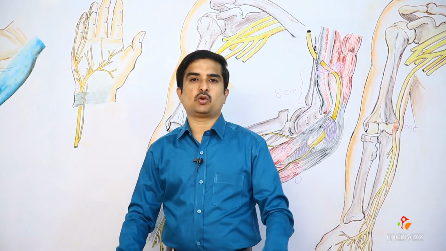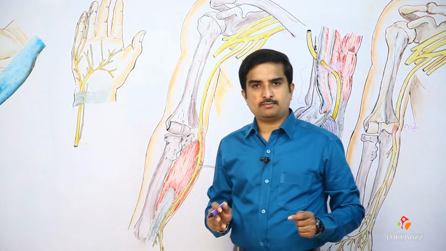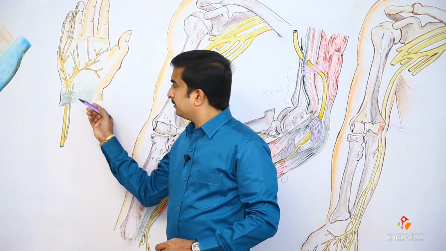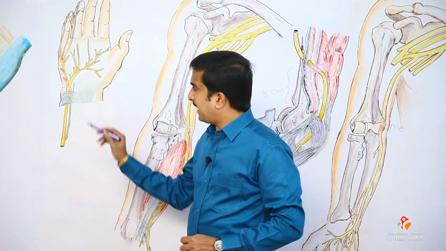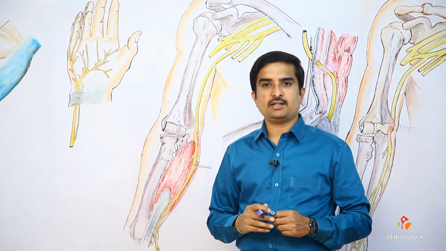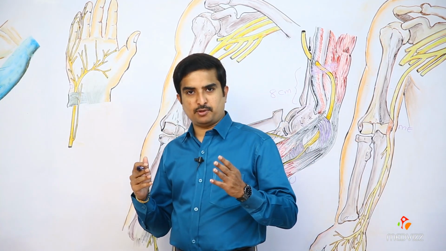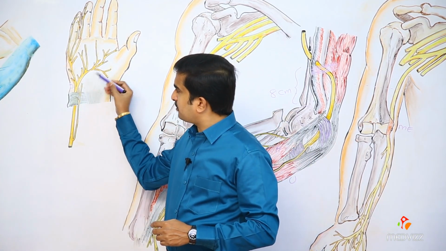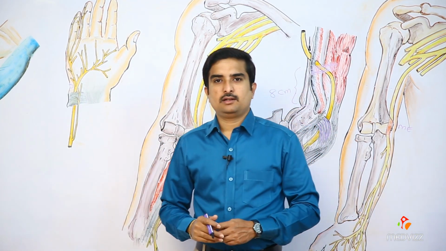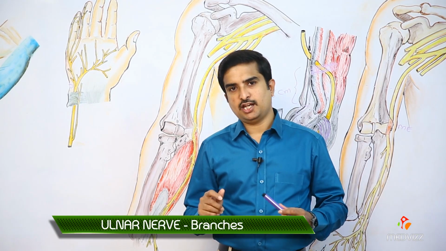So this is the course of the ulnar nerve in the axilla, arm, forearm as well as in the hand. After entering into the hand, as you can see, the nerve divides into two branches, right? One is the superficial branch and another one is the deep branch. Now let us talk about the branches of the ulnar nerve in detail.